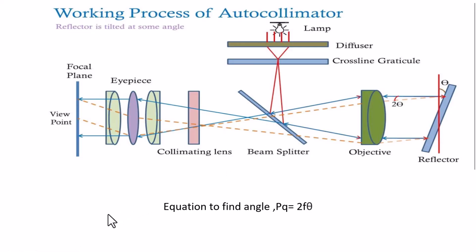So we can find the value using some equations. The equation to find the angle is PQ = F theta, where theta is the angle of reflection we have to calculate. We get the distance between the reflected rays, that distance is PQ, and that is equal to F theta. From that you can find the angle of inclination theta. Now let us explain what is happening in the working of the autocollimator.